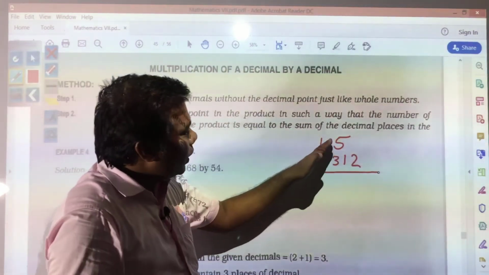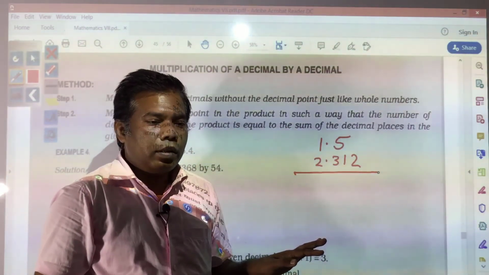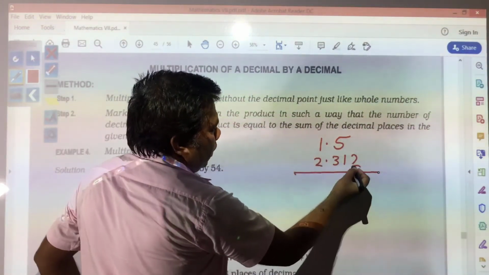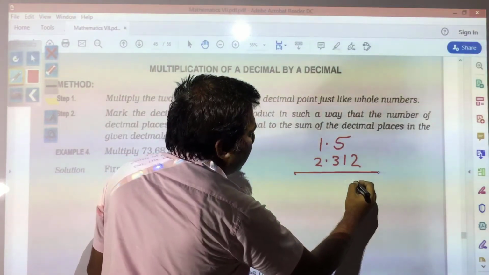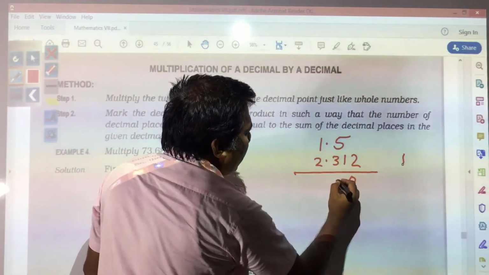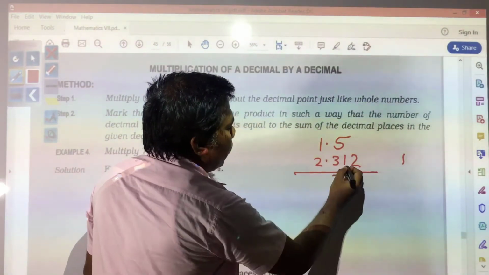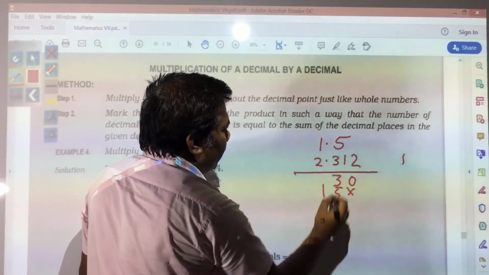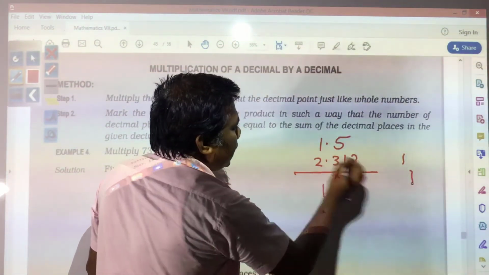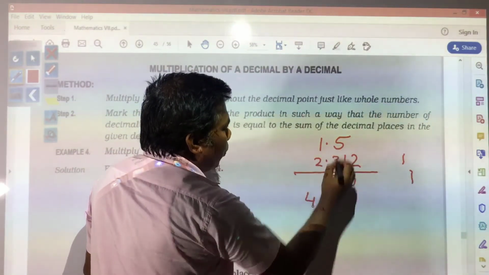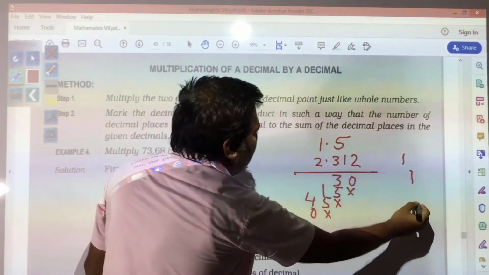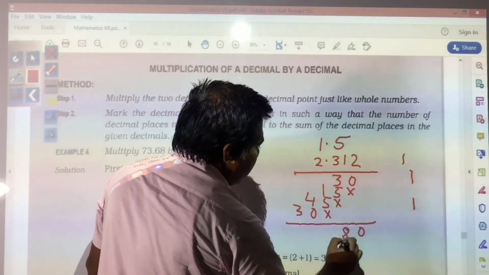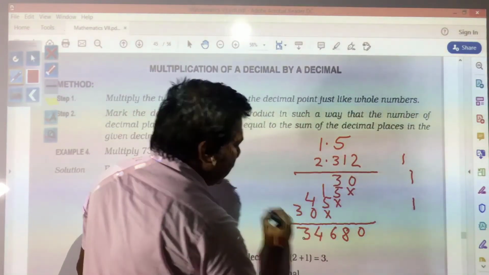So, without the decimal, just you multiply the number. So, what will we get, you see: 2 fives are 10, 2 ones are 2 and 1, 3. Then 1 five is 5, 1 one is 1. Then 3 fives are 15, 3 ones are 3 and 1, 4, 2 fives are 10, 2 ones are 2 and 1, 3. Then 0, 8, 6, 4 and 3.